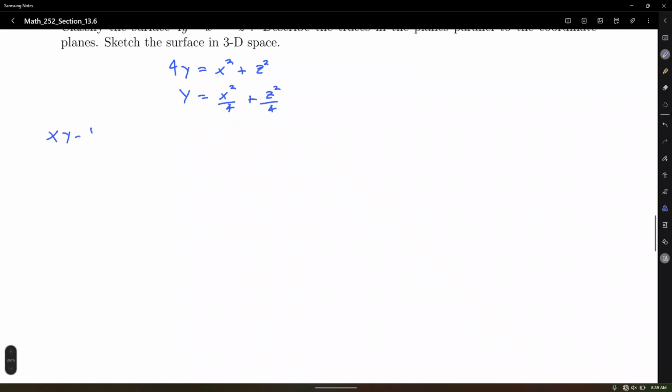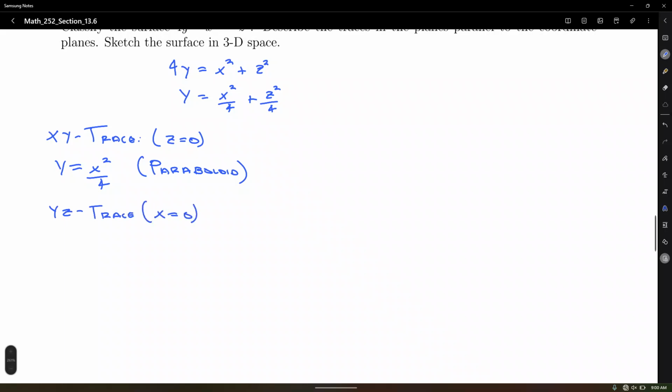The xy trace. For the xy trace, we make z equals 0. That is y equals x squared over 4. Identify the conic section. Well, we already did, right? It looks a lot like a paraboloid. What's the next one? The YZ trace, where we make x equals 0. That's going to give us y equals z squared over 4, which again, that's another paraboloid.